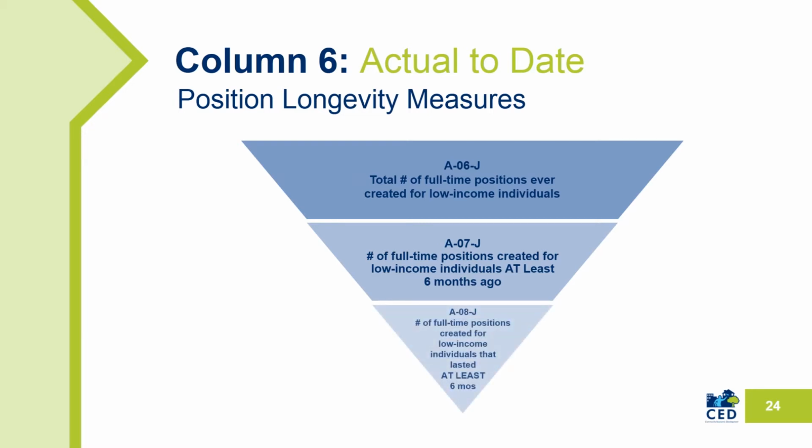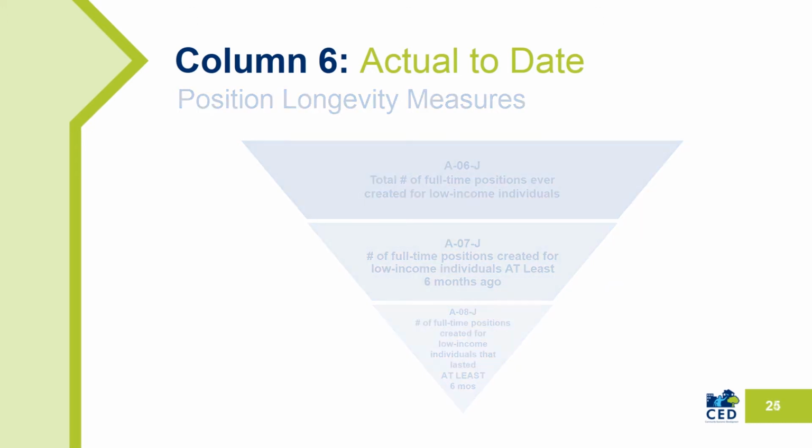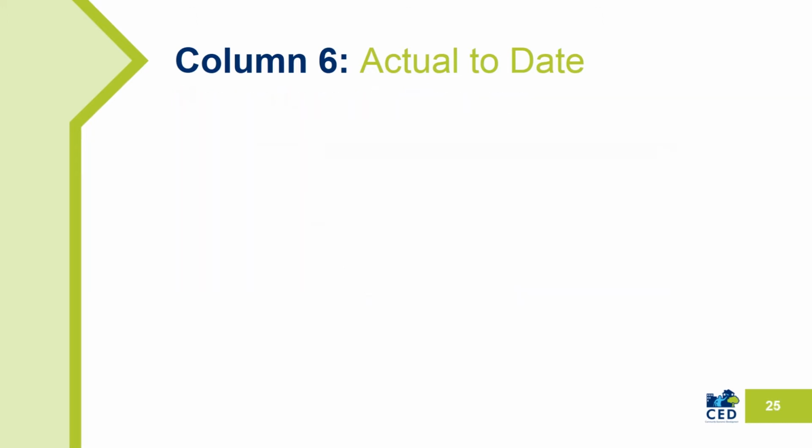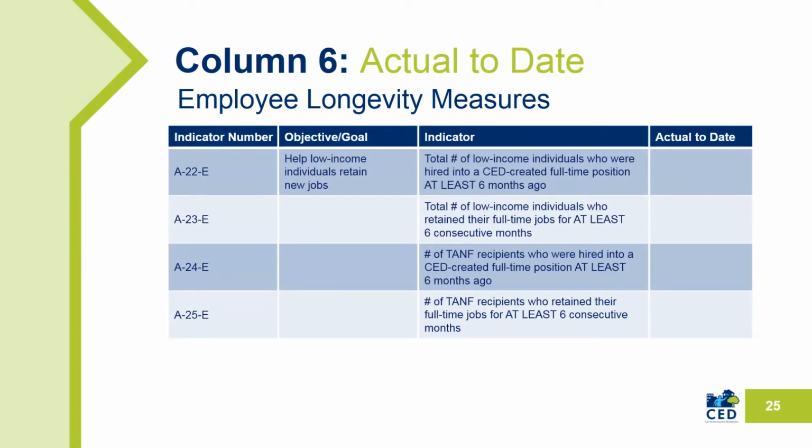Indicator A08J is a subset of A07J because it looks at the full-time positions that were created at least 6 months ago and then only counts the ones that lasted more than 6 months. The last group of indicators deals with individuals' longevity in a position. This helps demonstrate that you have helped individuals retain their jobs.